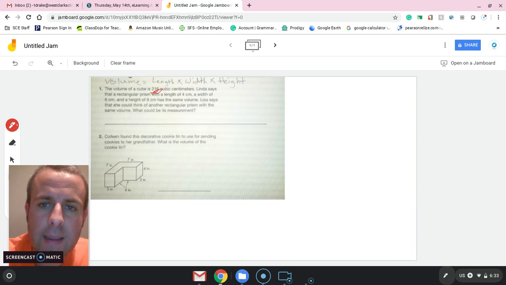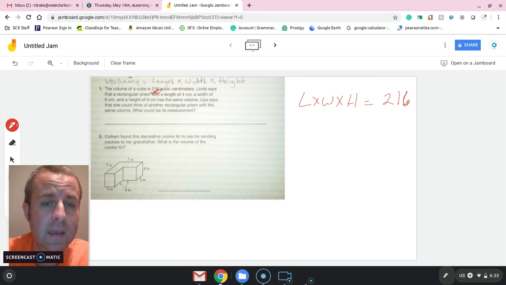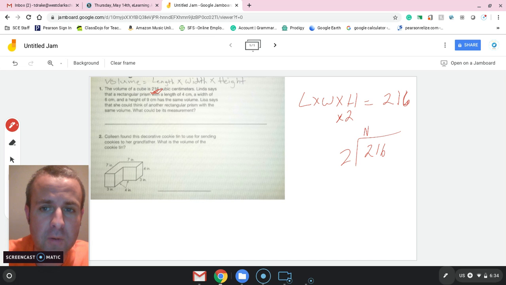What that means is you have to come up with a length times a width times a height that would equal 216, okay? Here's how I would do it. First thing is I'm going to take 216 and divide it by 2, okay? One of my numbers is going to be 2. So when I do this, 2 goes into 2 one time. 1 times 2 is 2. Bring down my 1. 2 will not fit. I'm going to put my 0, bring down my 16. 2 will go into 16 8 times, okay? So 108 times 2 is 216.